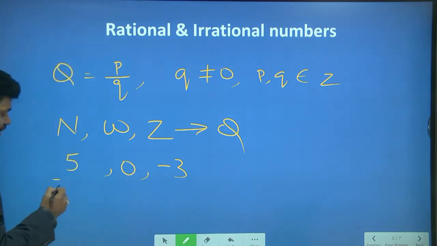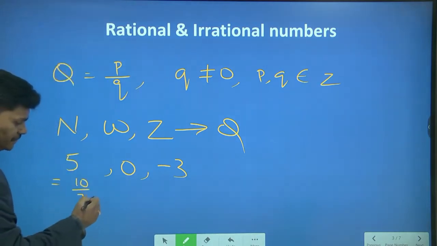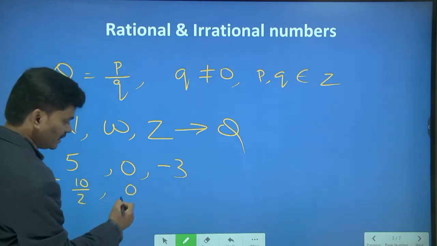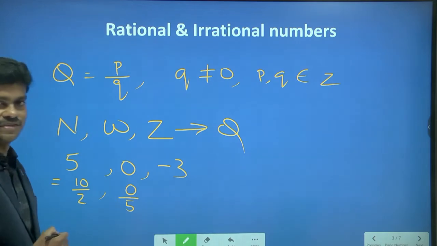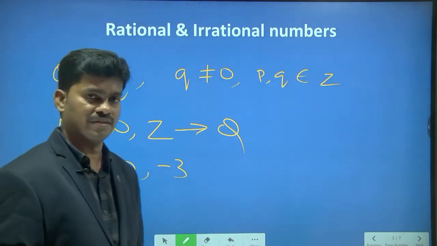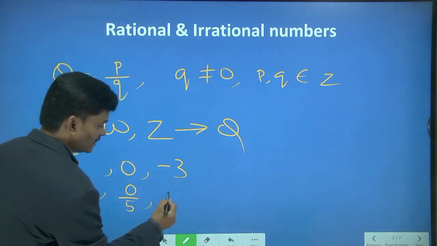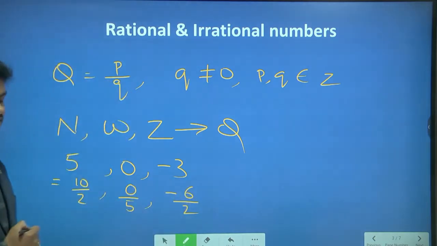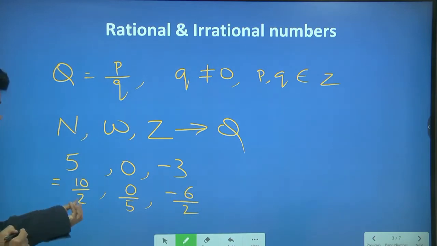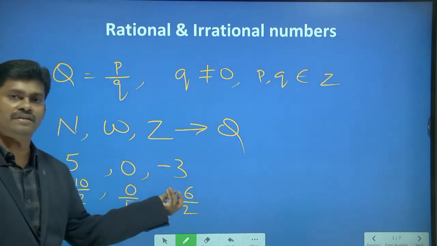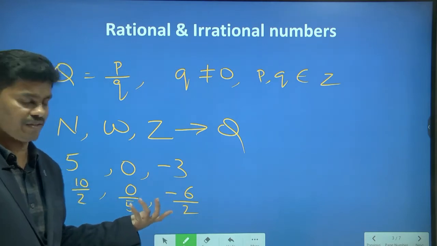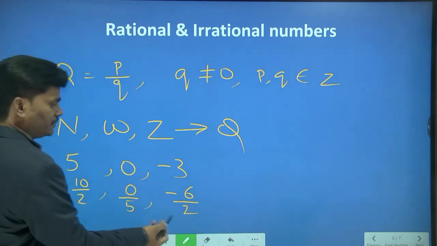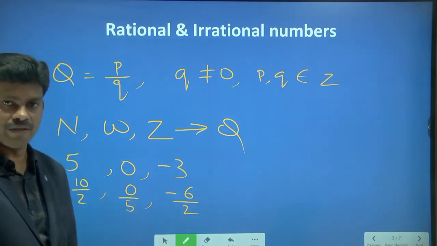So 5 I will write as 10 by 2. Do you agree? Yes, you are right. And 0 I will write as 0 by 5, since 0 by any number is 0. And minus 3 I will write as minus 6 by 2. Observe here: each of these is in the form of p by q. So 10 by 2, 0 by 5, and minus 6 by 2 are in the form of p by q.